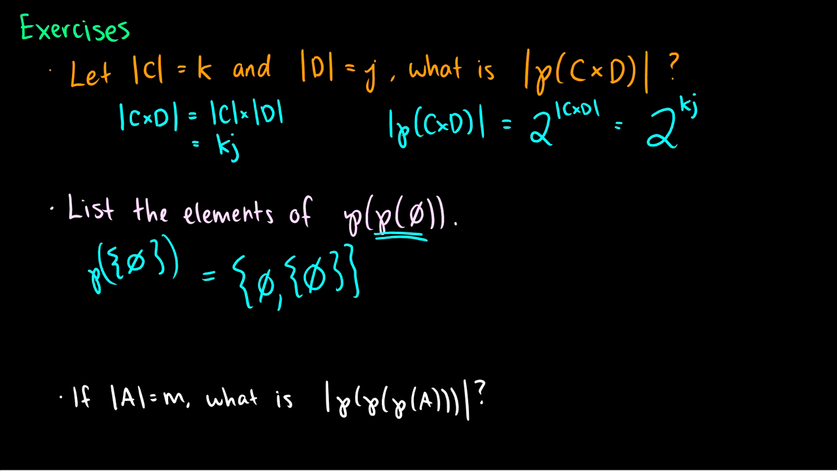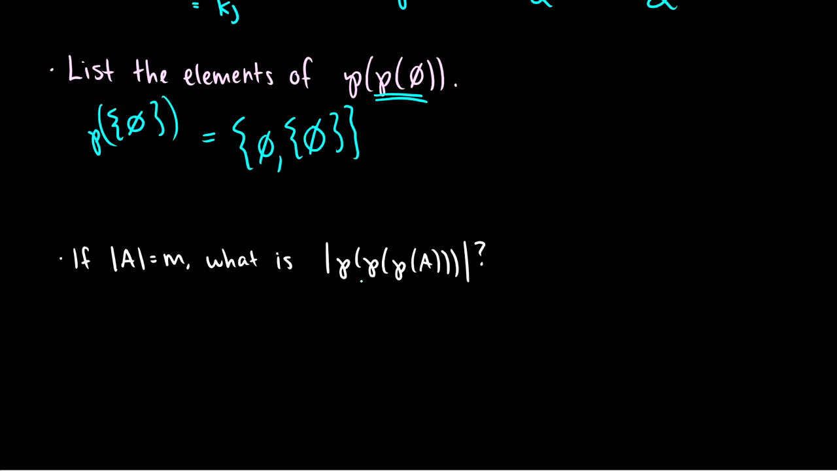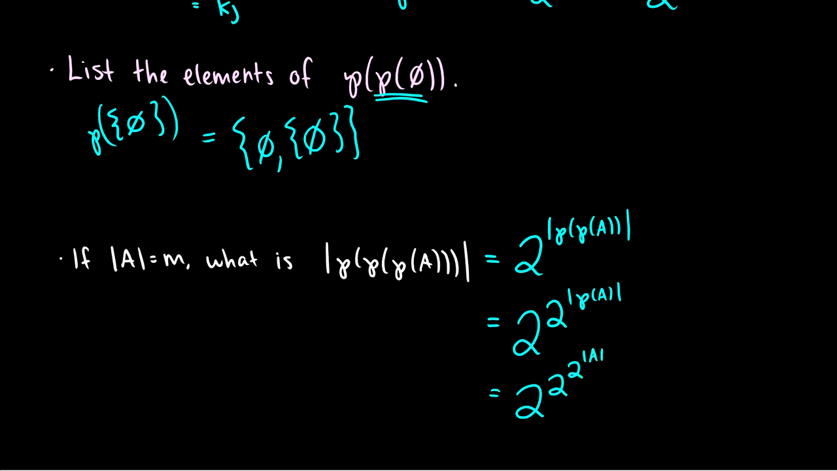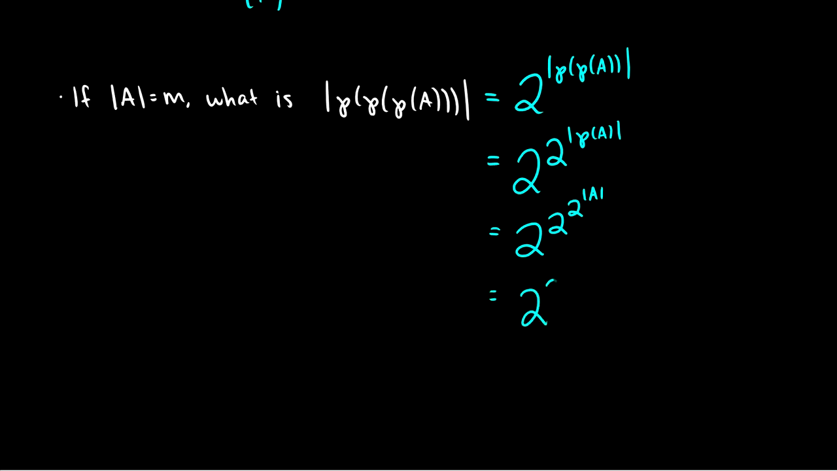The final one is more theoretical. So if the size of A is equal to M, what is the size of the power set of the power set of the power set of A? Well, we can take this step by step. So the size of the power set, in fact, I'm not going to write this out again. This is just going to be equal to 2 to the size of the power set of the power set of A. Okay, and this is just equal to 2 to the 2 to the size of the power set of A, which is just equal to 2 to the 2 to the 2 to the size of A, which of course is equal to 2 to the 2 to the 2 to the M. So once again, your professor, if he's really sadistic, could just ask you about the cardinality of the power set of the power set of the power set of the power set of some set and ask you for the size.